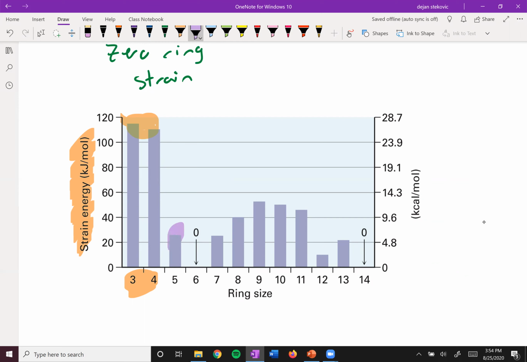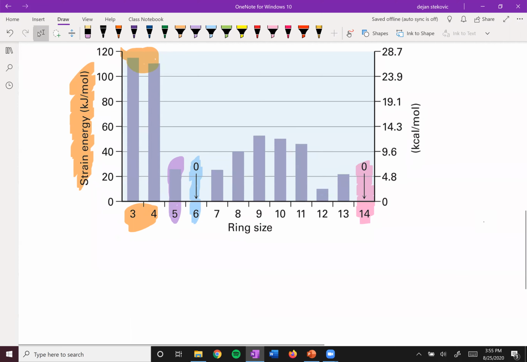And as predicted, 5, cyclopentane, has significantly less strain, but then something weird happens, right? At 6-membered rings, cyclohexane, we have no ring strain. And then as we get bigger and bigger, we start actually losing our ring strain beyond about 14 carbons. And so what's going on here? What did they not think about in their hypothesis, right? What did they kind of mess up or just not think about?